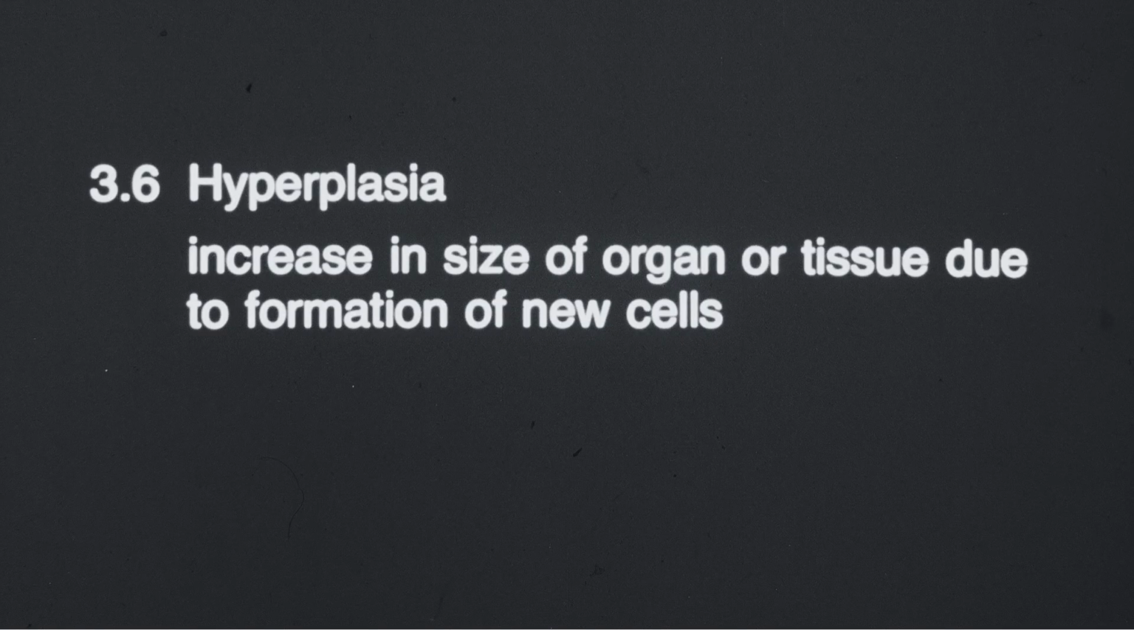The next growth process disturbance is hyperplasia. Hyperplasia refers to an increase in the size of the organ or tissue caused by the formation of new cells. Hyperplasia occurs in a number of situations which may or may not be related to disease. Number 1, it occurs in endocrine glands when there are increased needs for the hormones which are produced by these glands. A second example occurs in the lymph nodes during an infection.